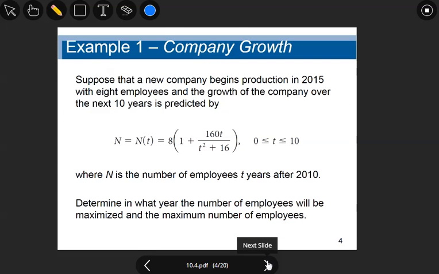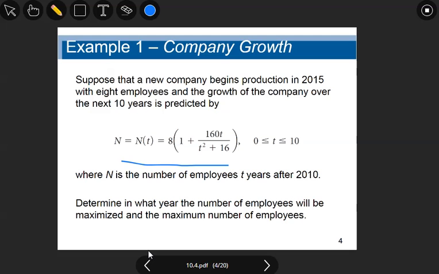This problem is given by some workforce in a company. Suppose that a new company begins production in 2015 with eight employees, and the growth of the company over the next 10 years is predicted by this given formula, where n is the number of employees and t is years after 2010. Determine in what year the number of employees will be maximized and the maximum number of employees.